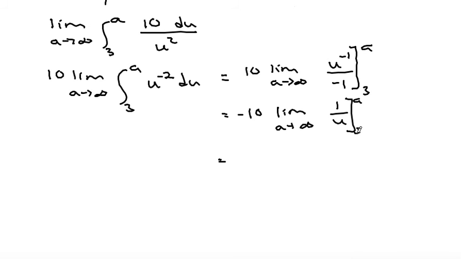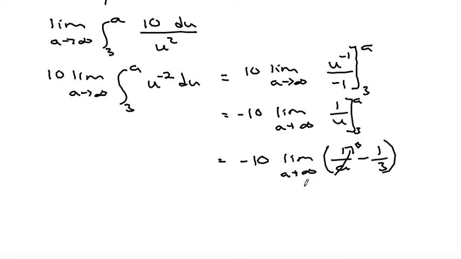And then plugging in the top minus the bottom limits would be negative 10 times the limit as a approaches infinity of 1 over a minus 1 over 3. Okay, so now we can take the limit as a approaches infinity. Since the a is in the denominator, this term will go to 0, and we can simplify this to negative 10 times negative 1 over 3, which is a negative times a negative, a positive, so it would be positive 10 over 3.